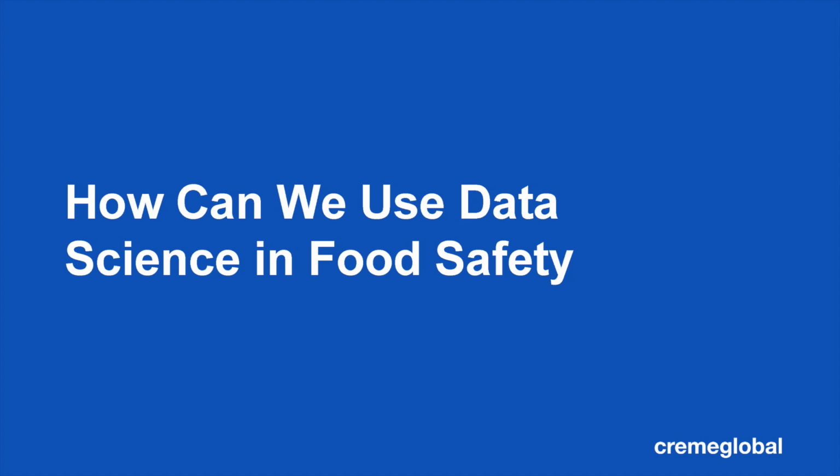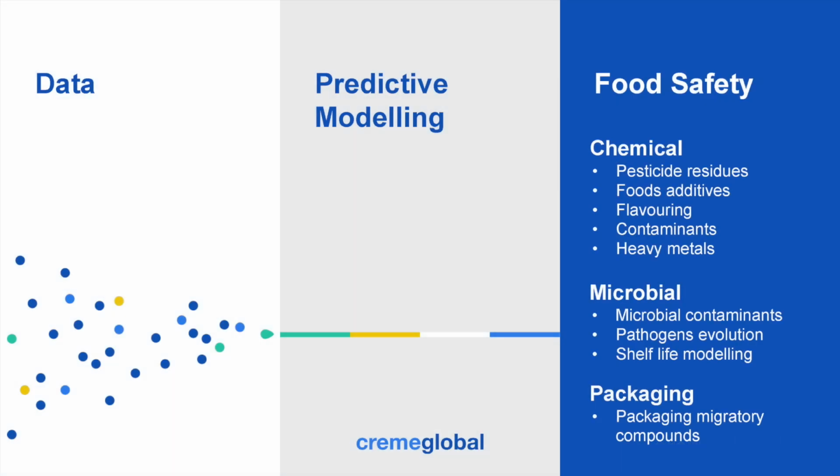So firstly, I would like to answer the question, how can we use data science in food safety and what can we achieve with that? Using data and predictive modeling allows us to predict the risks that consumers are facing in various areas of food safety. And the three areas of food safety that I will talk about today are chemical, microbial, and packaging safety.